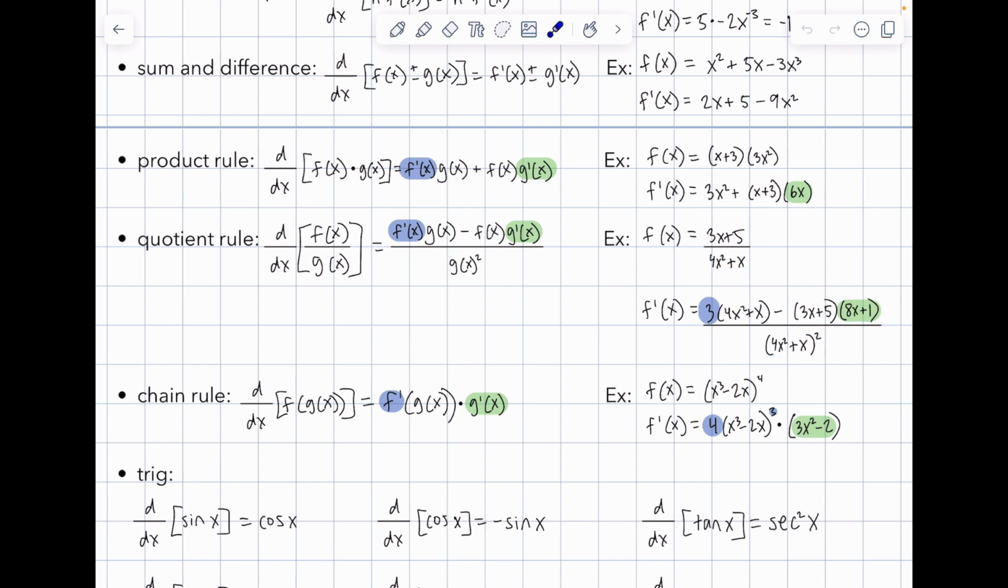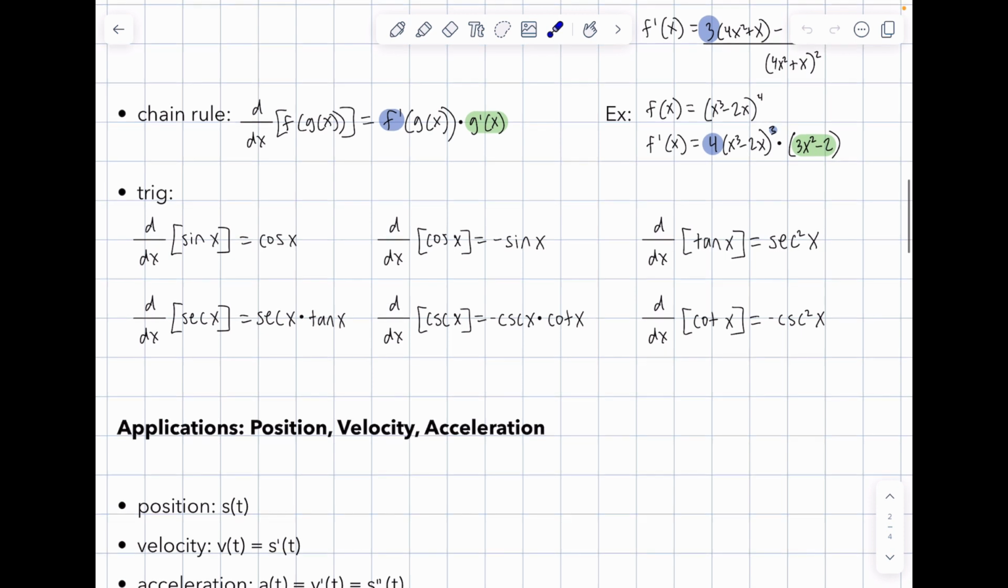And so another big one is the chain rule, and that's where you have a function within a function, so f of g of x. So basically what you're going to do is find f prime first, so f prime of g of x, and then you're going to take the derivative of this inner function here, which is g prime of x, and just multiply it.